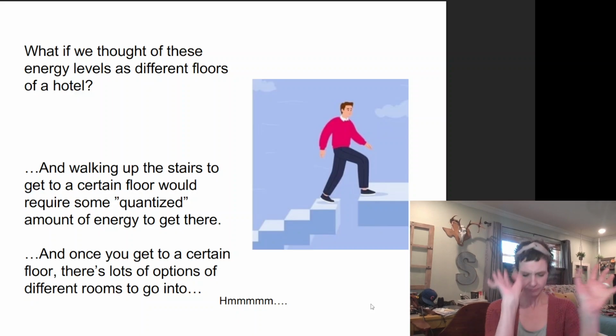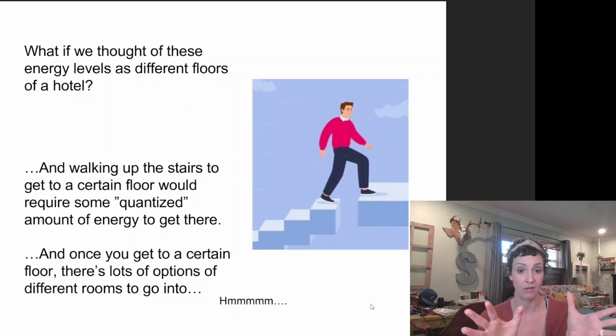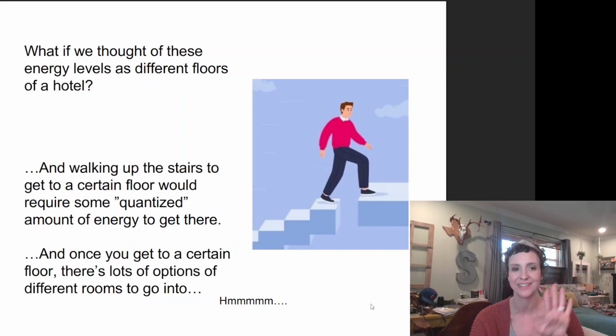Okay, so now let's not think about it as rungs of a ladder. What if we thought about these energy levels as different floors of a hotel? Okay, and walking up the stairs to get to a certain floor would require some quantized amount of energy to get there. And once you get to a certain floor, there's lots of options of different rooms that you could go into. Like they have the single hotel room. They have a double hotel room. They have like the presidential suite hotel room. Let's keep going with this.